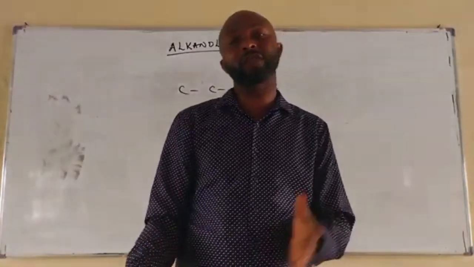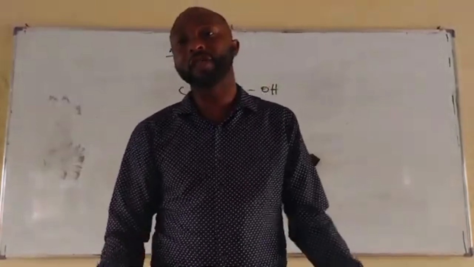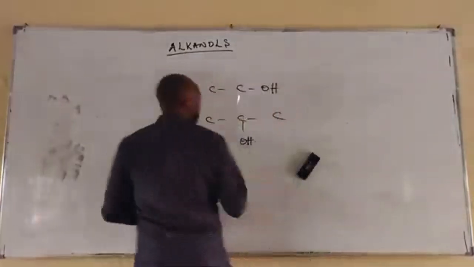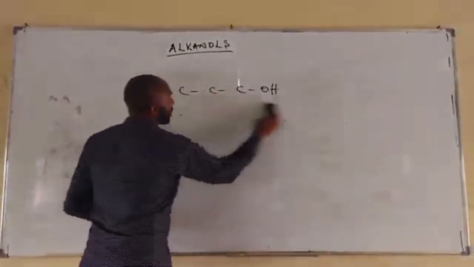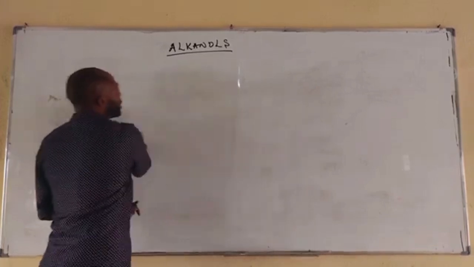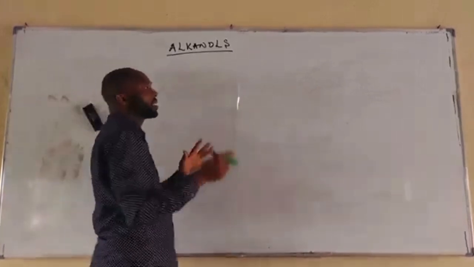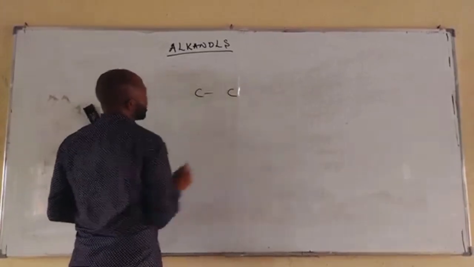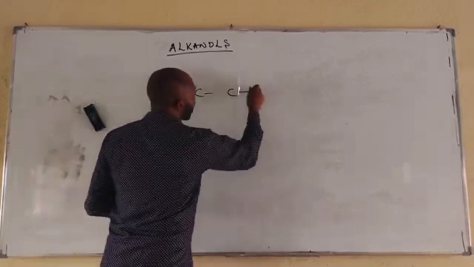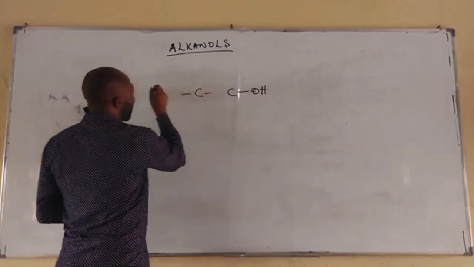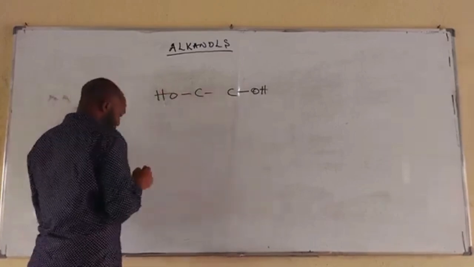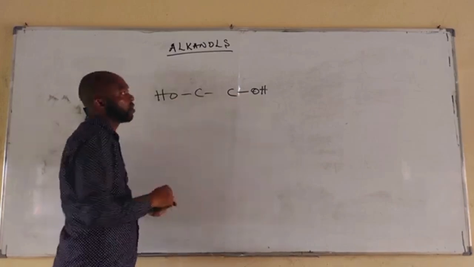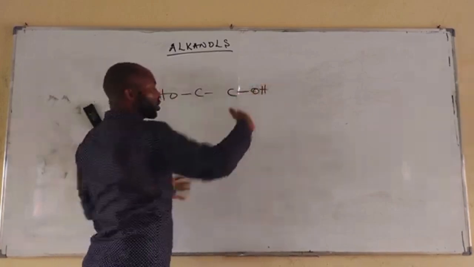So let's look at the classification based on dihydric alcohols, which means there are two hydroxy groups in a compound. There are two hydroxy groups. We say dihydric alcohol. Let's take the simplest one. This is the first one. I have my OH here. I have my OH here. This is ethane 1,2-diol.